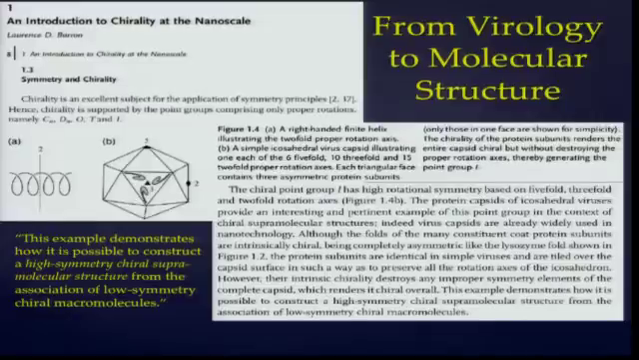But the last sentence caught my attention. It was so nice and concise. "This example demonstrates how it is possible to construct a high symmetry chiral supramolecular structure from an association of low symmetry chiral macromolecules." And depending on your sophistication, and I'm very unsophisticated in these things, this may strike you as paradoxical or full of contradictions. How can we take low symmetry objects and end up with rigorously high symmetry? Chiral icosahedral symmetry being very high symmetry, a group of order 60.